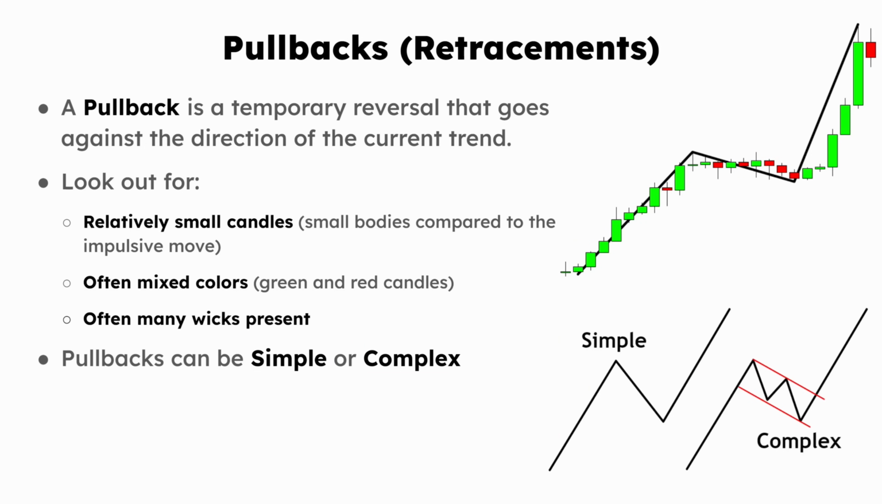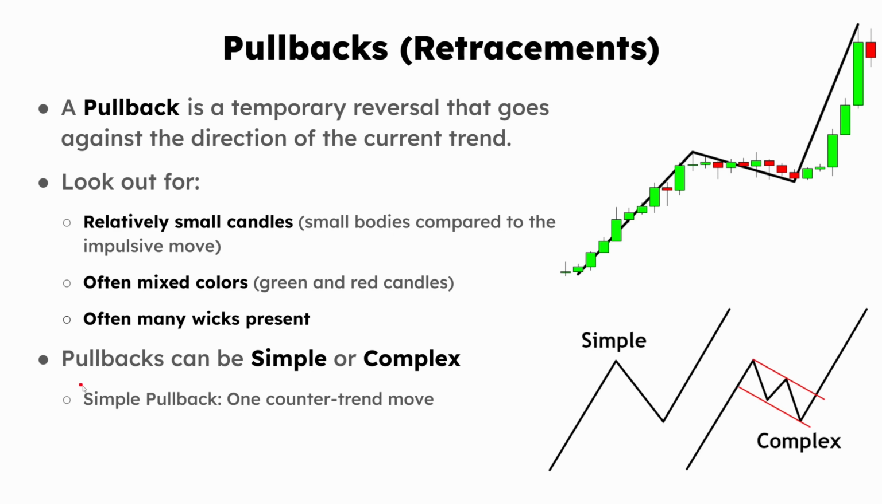With that said, pullbacks can also be complex, and these pullbacks can be much harder to spot. It can take some time to learn them, and the reason that makes them so hard to spot is because the actual pullback, which you can see right here, has highs and lows within the pullback. If you take a look at the complex pullback, you can see that we have a minor high and another lower minor high within the pullback. We also have a low here and another low here. So we pretty much have a small downtrend in the pullback itself.